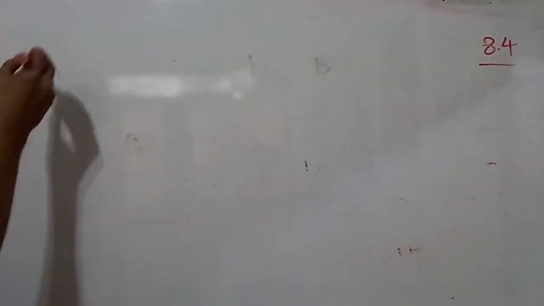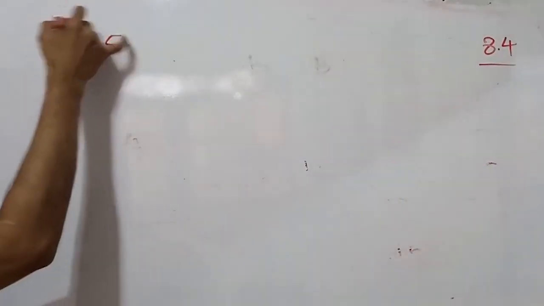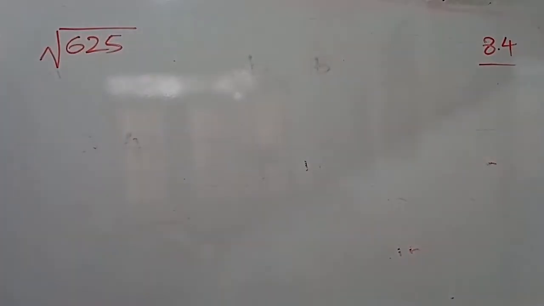Okay, question number 4. 625 is a perfect square. Its square root is a whole number between 20 and 30. Find the square root of 625. So just as before, we will use the observation method. So we have to find the square root of 625. Actually, here we will use two methods, right? So first of all, we will try to find the square root of 625 by using the observation method, right?